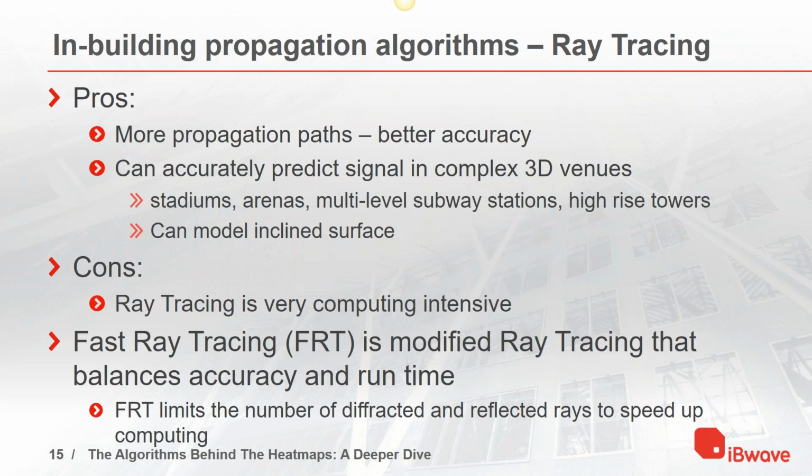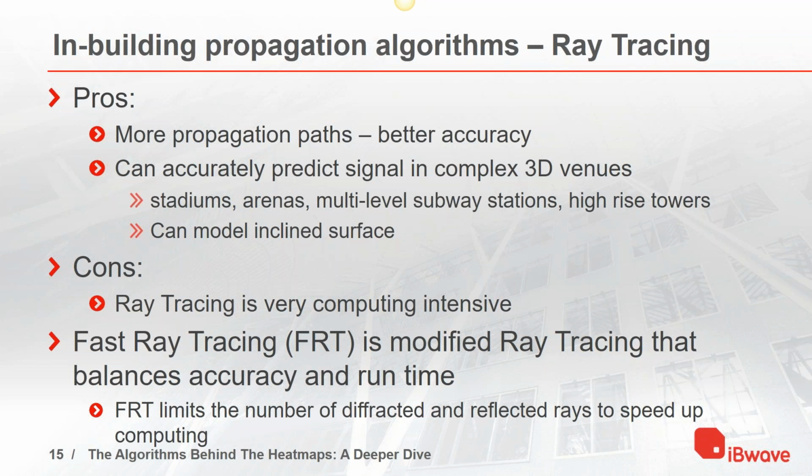So there are many pros as to why you would want to use ray tracing. There are more propagation paths between transmitter and receiver, and it gives you better accuracy. You can accurately predict signal in complex three-dimensional venues, such as stadiums, arenas, multi-level subway stations, and high-rise towers. You can model inclined surfaces as well.